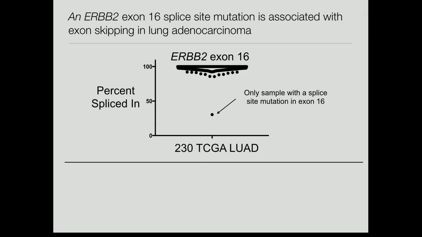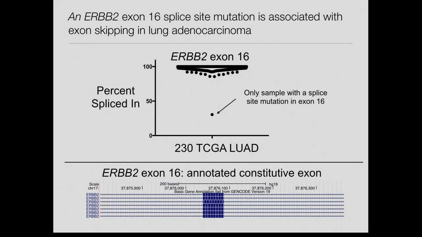What I'm showing here is a graph of the expression of exon 16. If you notice, pretty much all patients have about 100% spliced in, meaning most of them are expressing that exon. But there's this one patient that shows a dramatic skipping of that exon, and this was the only sample that actually showed a splice site mutation in ERBB2.